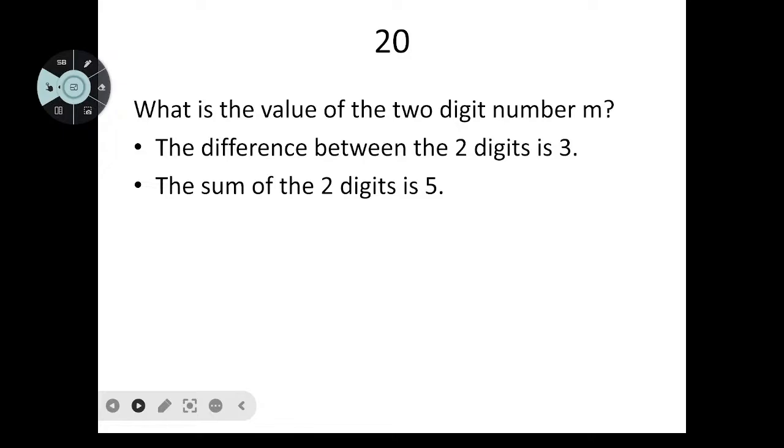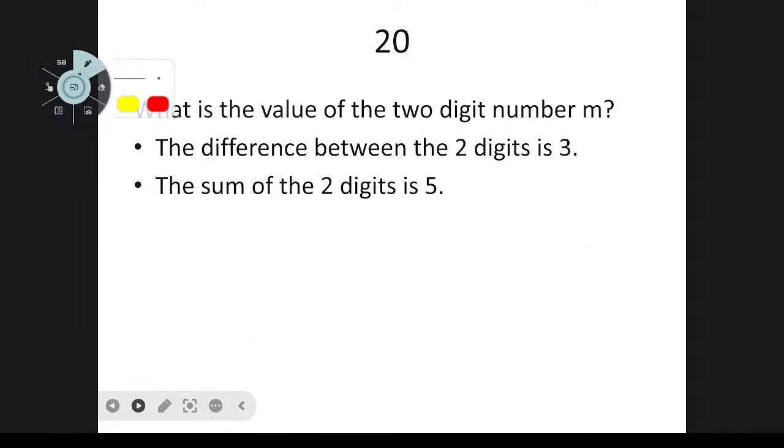Okay, what is the value of two-digit number m? The difference between two digits is 3. Okay, so I can say x minus y is equal to 3. Right. So by using this, I cannot anyways get it. Okay, the sum of the two digits is 5. By this equation alone, I cannot do it, but by using both of them, I might do it.